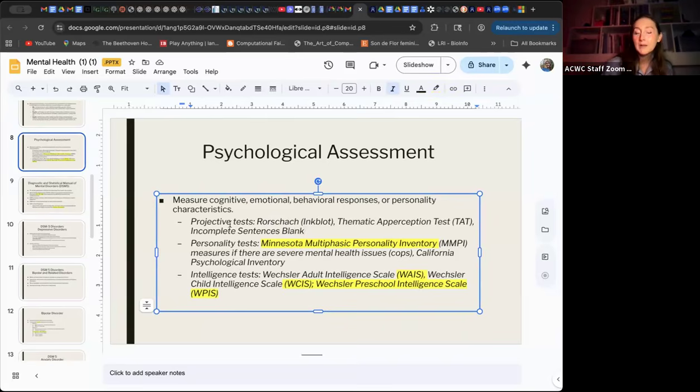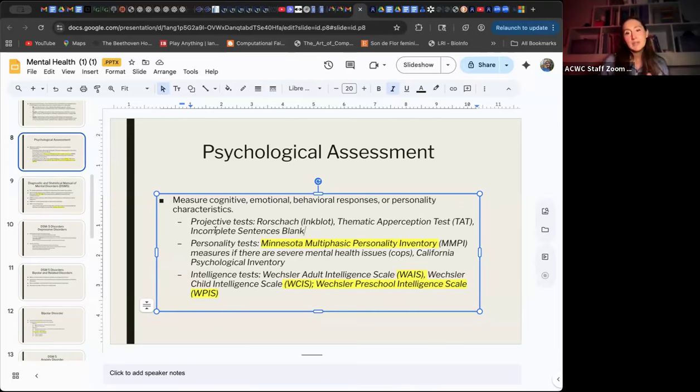Now up here, back up here, the projective tests, the Rorschach, the TAT, the incomplete sentences, those all go more with the psychoanalytical or the psychodynamic approach. And it's called projective because, according to this approach, we project onto those tests from our unconscious. Remember, Freud was always trying to access our unconscious and get in there and see what was there. So that's how I think of this and remember it.